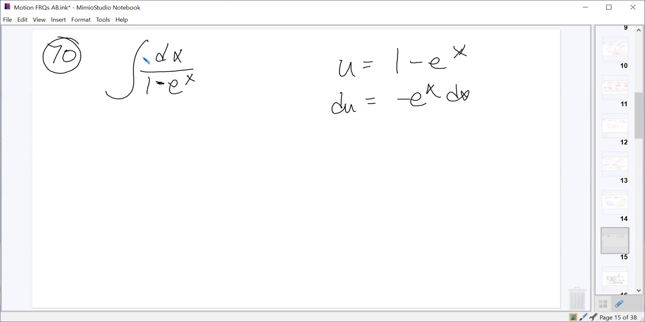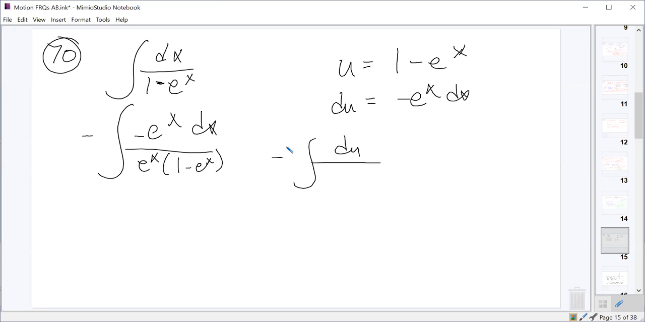We'd have to do the same kind of thing, right? We have to put in a negative e to the x up there with the dx, which would mean we put a negative in and then an e to the x and a 1 minus e to the x down here still. What does that turn this all into? Negative integral du over u, and then what's e to the x? E to the x is 1 minus u. So that looks just like that other integral that we had a minute ago, doesn't it? That's a good idea.